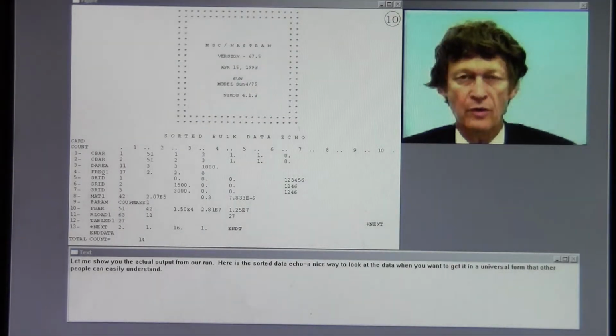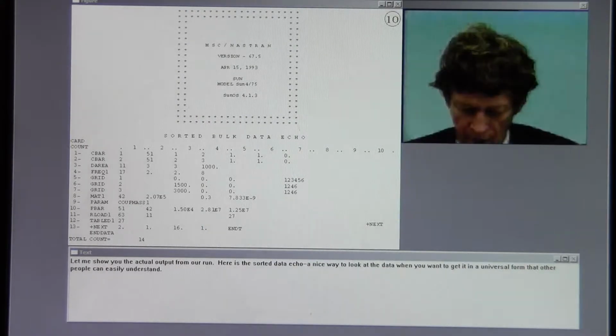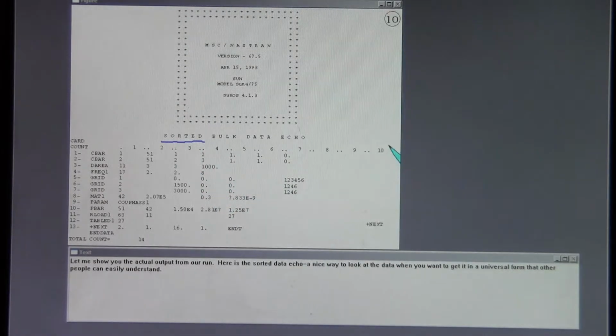Let me show you the actual output from our run. Here is the sorted data echo. A nice way to look at the data when you want to get it in a universal form that other people can easily understand.